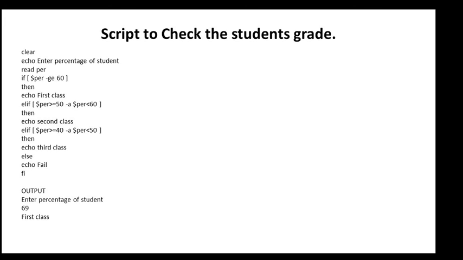third class. Else fail. If the number is not greater than 60, or if the number is not between 50 to 60, if the number is not between 40 to 50, then the rest will be failure. So for example, enter the percentage of a student. If 69 is entered, 69 is greater than 60, that's why it is first class. If the percentage is 55, then it is second class. If the percentage is 40, 41, then that is third class, else it is fail.